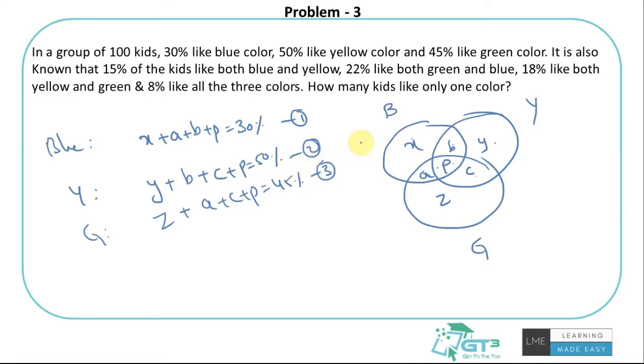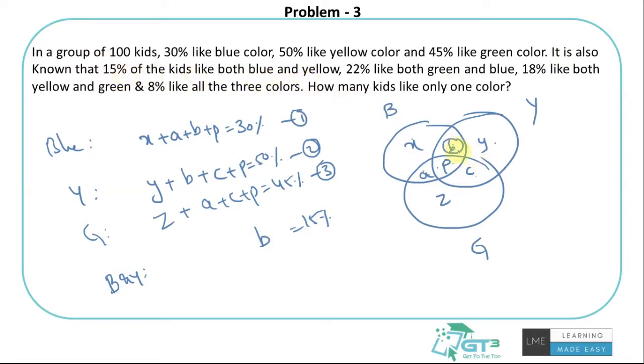Right? Then it is also known that 15% of the kids like both blue and yellow. So that's basically saying 15% of the kids like both blue and yellow. So let me take both blue and yellow is this part. So again, as I said, should I also count P? Ideally, you should, based on the way the sentence is. It is also known that 15% of the kids like both blue and yellow.